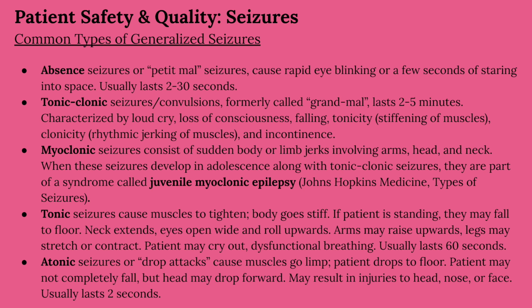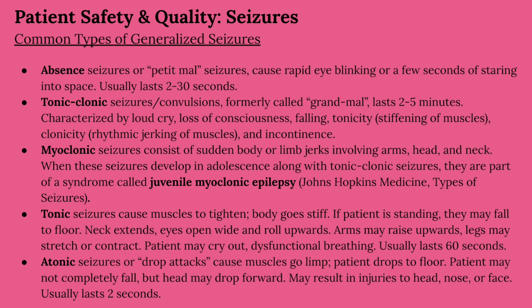In tonic seizures, the muscles tighten and the body stiffens. If the patient is standing, they may fall to the floor. Their neck will extend and their eyes will open wide and roll upwards. Also, arms may raise upwards and the legs may stretch or contract. The patient may let out a cry and have irregular breathing. Tonic seizures usually last 60 seconds.